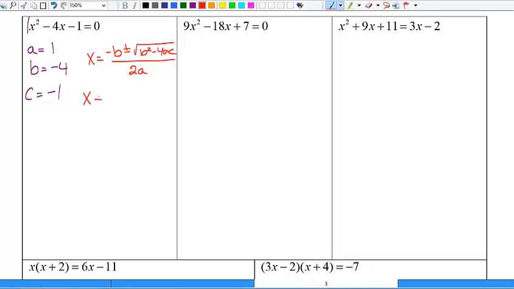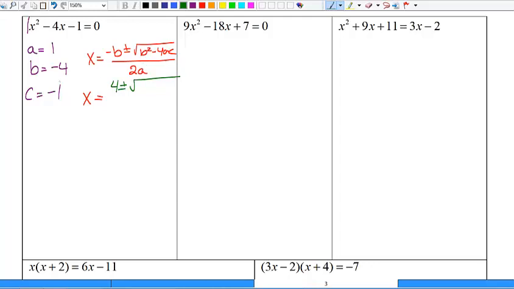So we have x equals negative b. Now, b is already negative 4, so I'm going to take the opposite of negative 4 because that has the negative in front of the b, so that's actually positive 4. Negative 4 is positive 4. Plus or minus the square root.